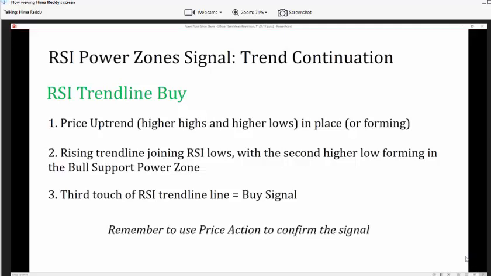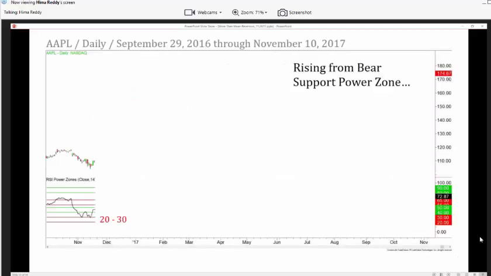The important thing to remember is that you want price action to confirm the signal. We don't just trade a signal off momentum blindly. Price must confirm what we're seeing with momentum. So let's look back at that same Apple chart.